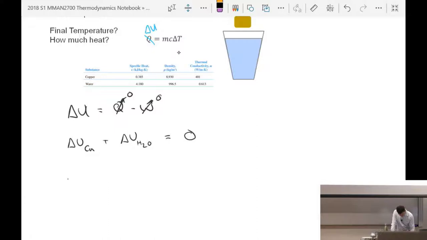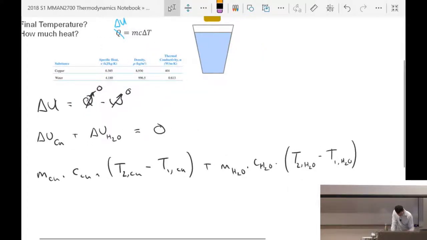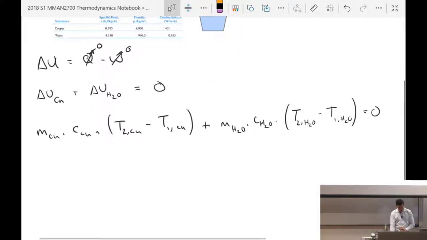So we say mass of copper times C of copper times delta T of copper, which is T2 copper minus T1 copper, plus mass of H2O, C of H2O, T2 H2O minus T1 H2O, equals zero, and that's a plus, not a T. Excellent, so we've got an equation that we can solve.